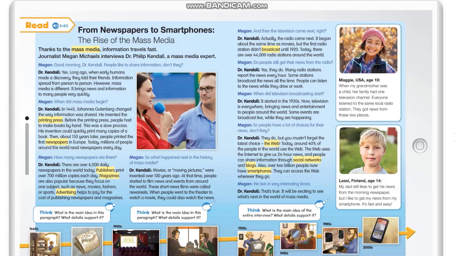Now let's move to page 130 and 131 to read the text, and now listen to the text.